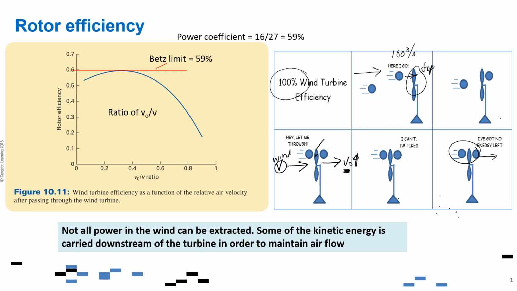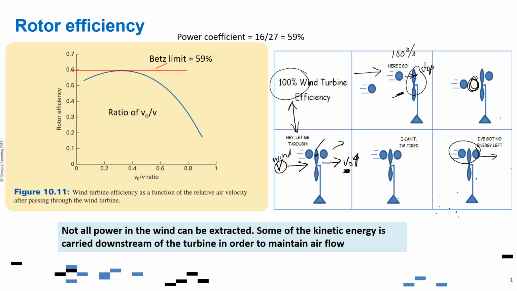All right, so the answer, in order for us to have an efficient turbine, is to have something in between these two situations: not stopping, and also not allowing too much wind to flow through the turbine. So the in-between situation is to allow a certain amount of wind to flow through the turbine in order for the blades to continuously rotate and extract energy.